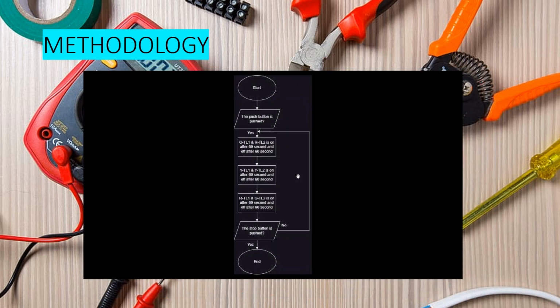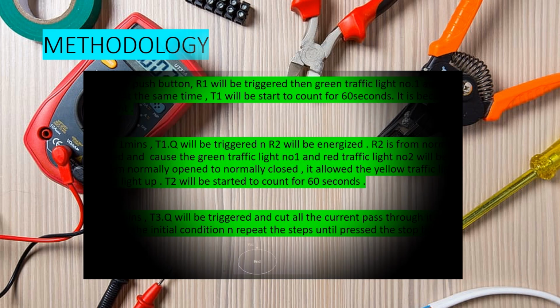For the flowchart, first we check if the push button is pushed. If yes, GTL1 and RTL2 will turn on for 60 seconds and off after that. Next, YTL1 and YTL2 will turn on for 60 seconds and off after that. After that, RTL1 and GTL2 will turn on for 60 seconds and off after that. Lastly, we check if the stop button is being pushed. If yes, the system will be cut off, and if no, the system will repeat.